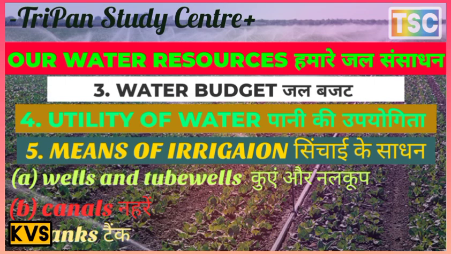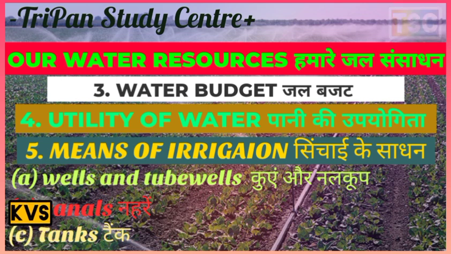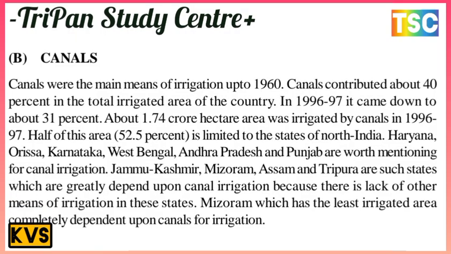Canals. Canals were the main means of irrigation up to 1960, and canals contributed about 40% in the total irrigated area of the country. In 1996 to 97, it came down to about 31%. About 1.74 crore hectare was irrigated by canals in 1996 to 97. Half of this area, 52.5%, is limited to the states of northern India.